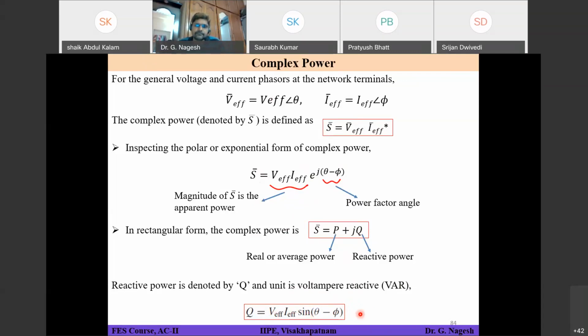So you understood this, right? Yes, sir. Okay. Simply we are calculating the complex power, which is S bar, which is V into I conjugate. That's all. If you expand that and write it in rectangular form, you will get P plus jQ, and Q is nothing but your reactive power.